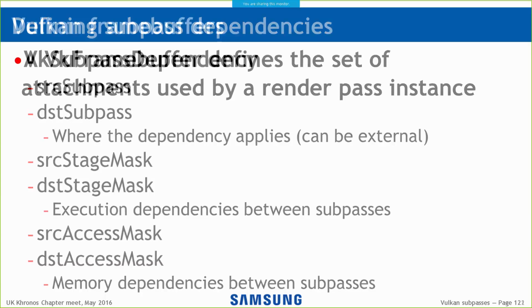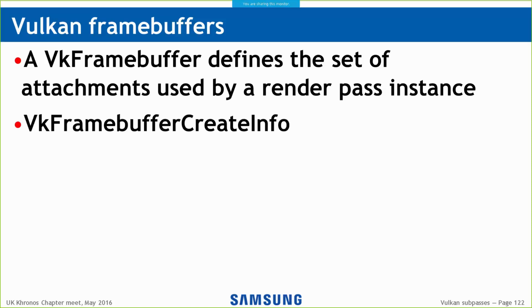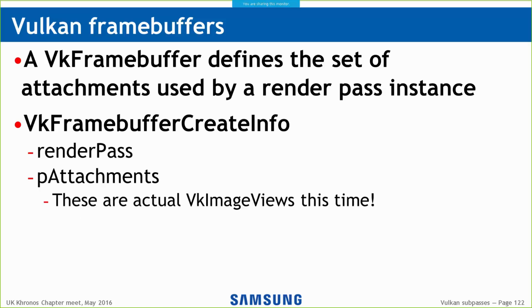So we've created our RenderPass. To actually use it, we need a frame buffer, and a frame buffer includes the attachments, which are the real attachments this time, the image views that are going to be used to be written to in the subpass. So there's a create info again, and it has the RenderPass to say what you're working with, and there's a list of attachments that are associated with it. And there's also a size specified at this point.